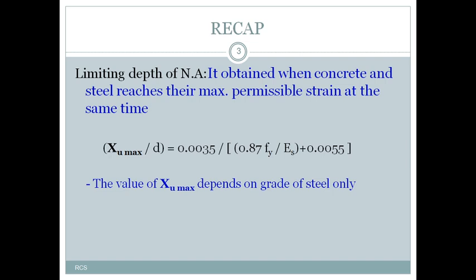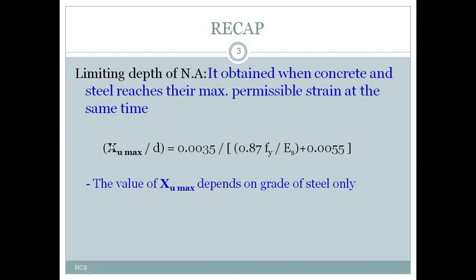We had discussed limiting depth of neutral axis and limiting moment of resistance. So what do you mean by limiting depth of neutral axis? This neutral axis can be obtained when concrete and steel reach their maximum permissible strains at the same time. That means yielding of concrete and yielding of steel start at the same time and end at the same time. The depth we obtain from this phenomenon is called the limiting depth of neutral axis. This is also called the maximum depth of neutral axis.